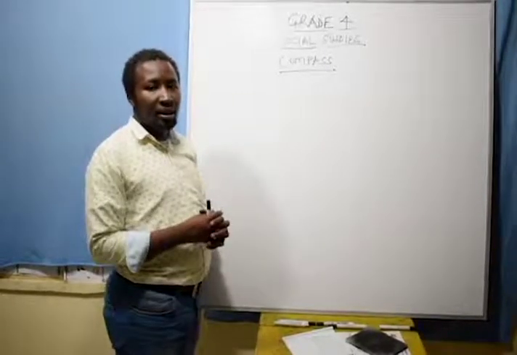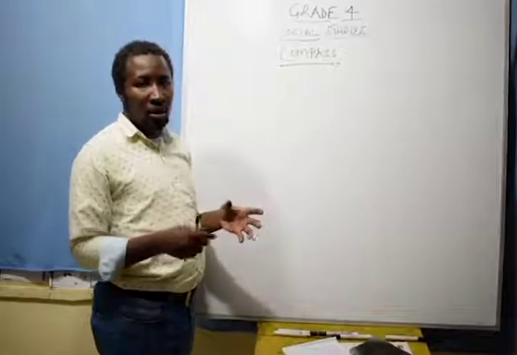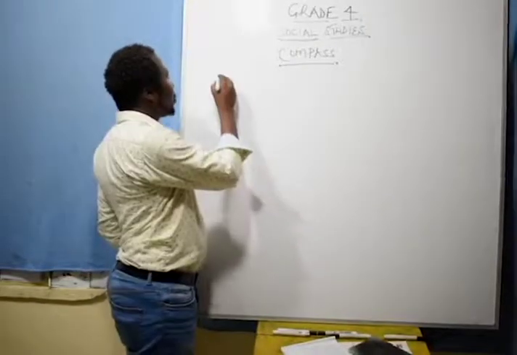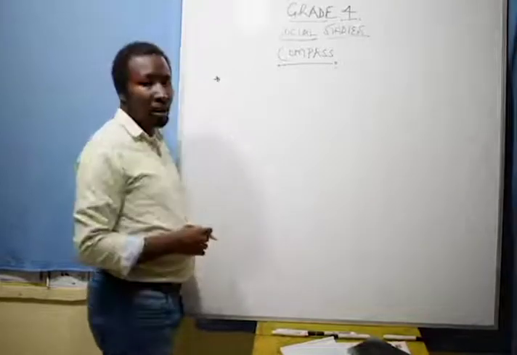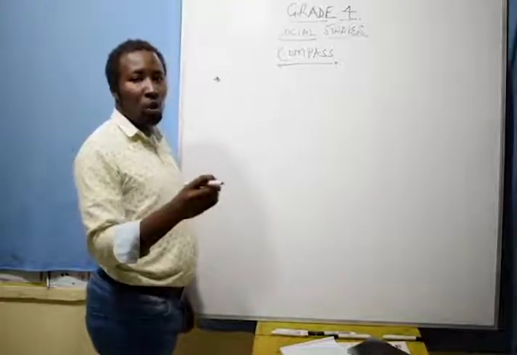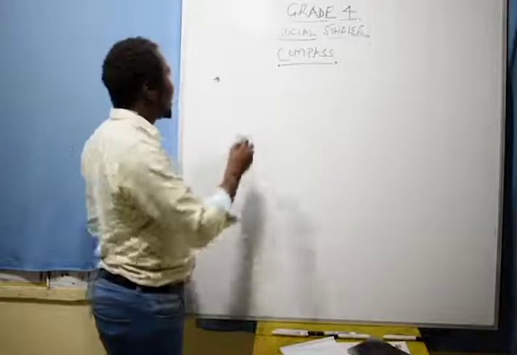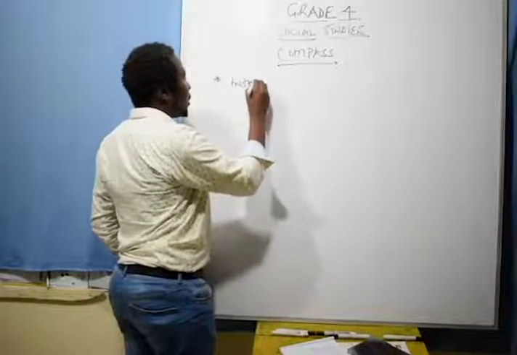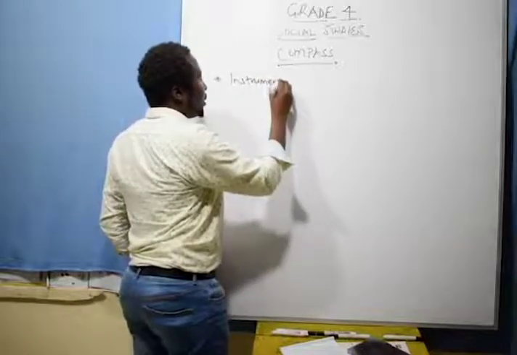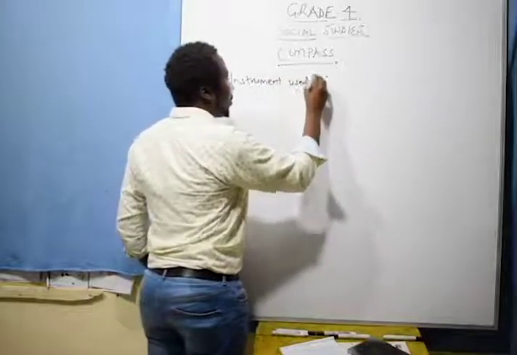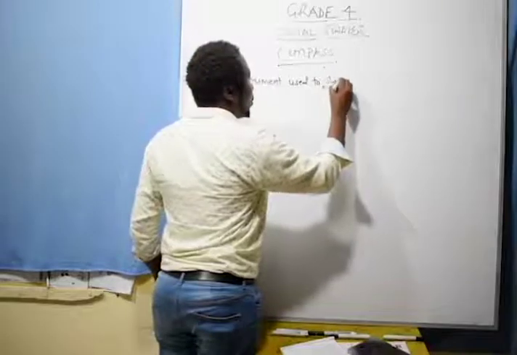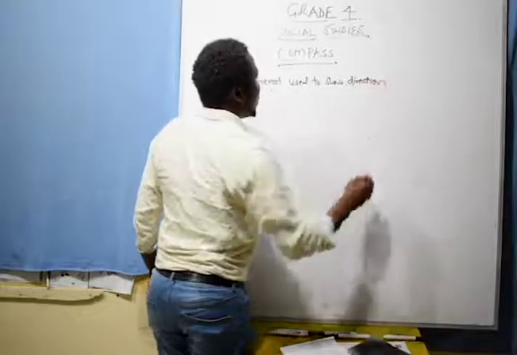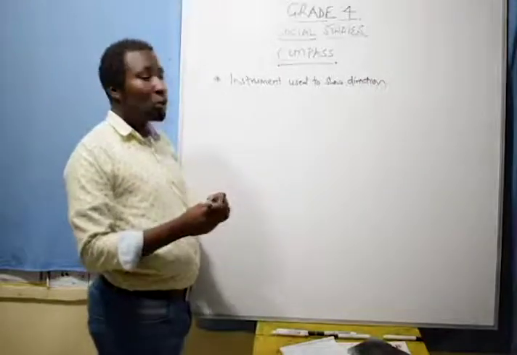Now, we need to understand what a compass is. So, what's a compass, for example? Now, the definition of a compass, okay? This is an instrument used to show direction. So this is an instrument used to show direction.